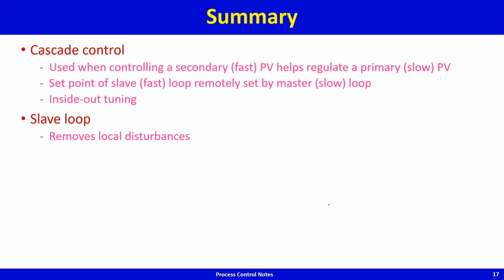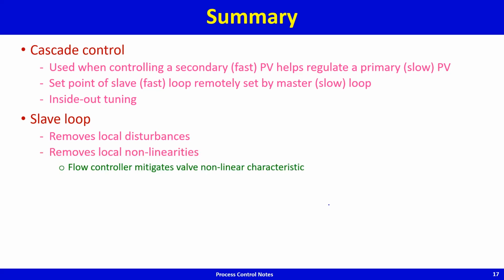The slave loop removes local disturbances, we saw that. It also removes local nonlinearities. We discussed the flow controller mitigating the valve nonlinear characteristic for the master controller. So the master controller essentially sees a linear valve characteristic, so to speak, where when the master controller says increase the flow by 5%, the slave delivers the 5% increase in flow. So it's a one-to-one, linear relationship. The slave loop also somewhat speeds up the master loop response.